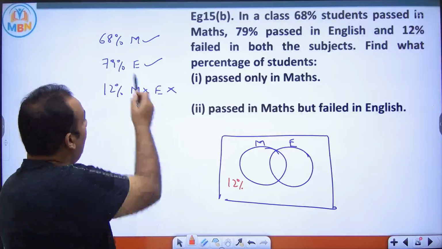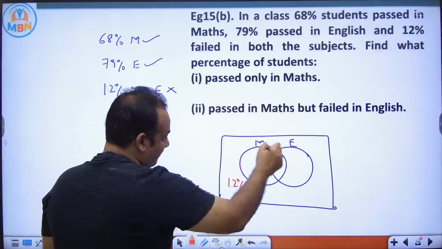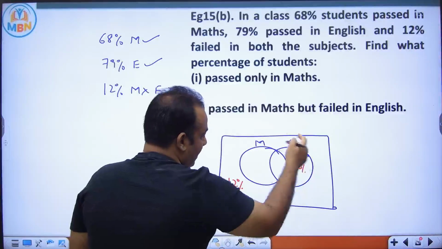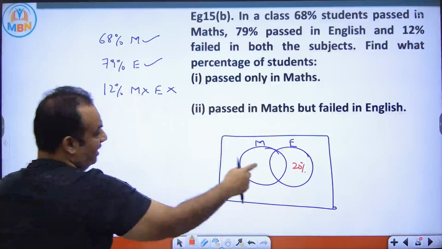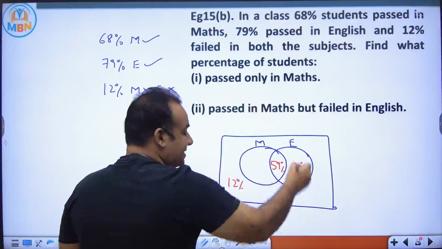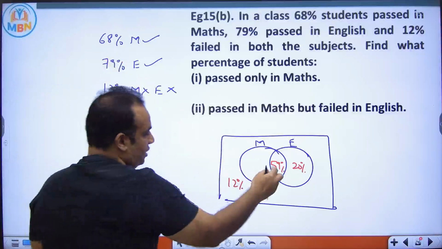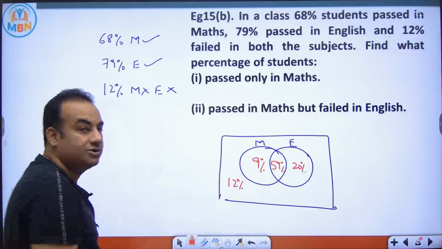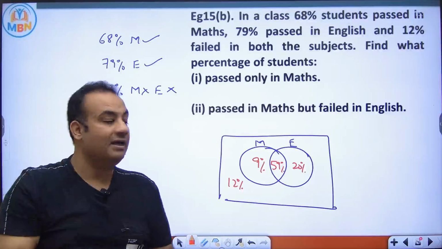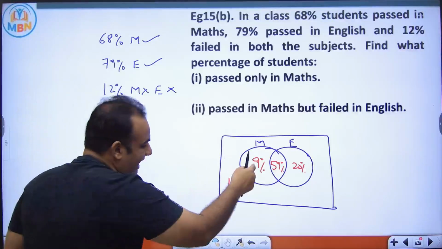Now, how many passed in maths? 68. If this is 68 and complete is 88, so this is 20. Complete circle of English is 79. If this is 20, this is 79. So this is 59. Complete circle of maths is 68. If this is 59, this is 9. So you got all the values. Now whatever they ask, you can answer the question fast. First part, passed only in maths. Only in maths. Answer is 9%.